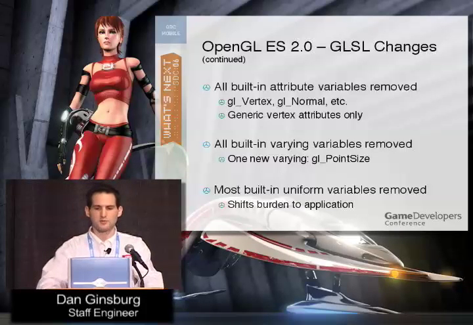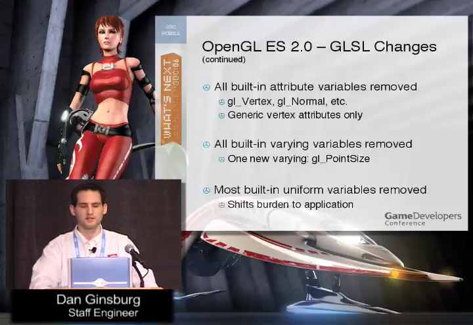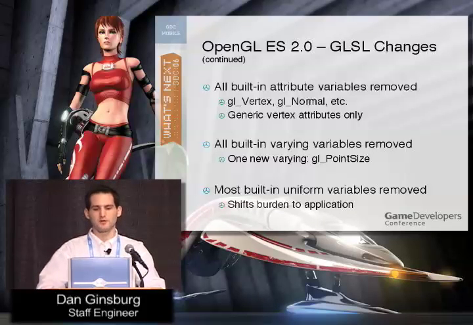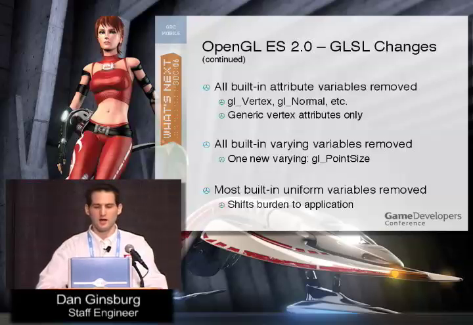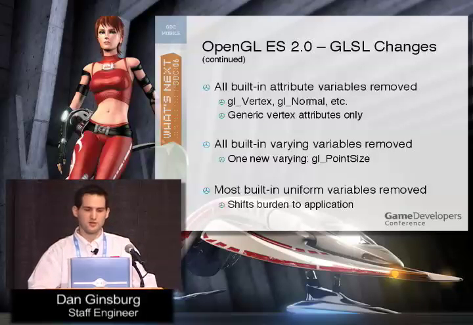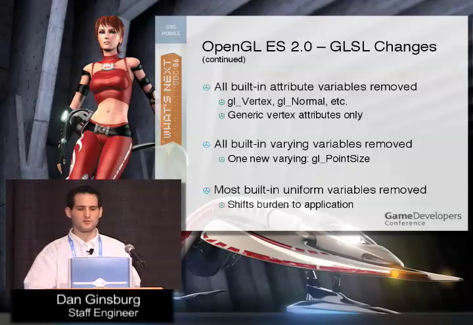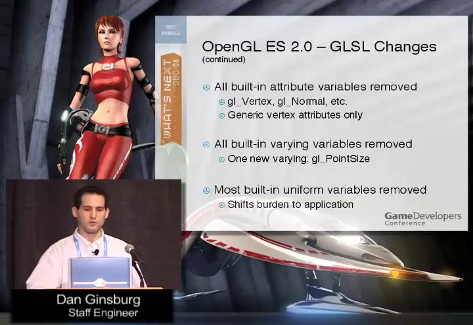All of the built-in attribute variables that existed in desktop GLSL have been removed. So for example, you had GL_Vertex, GL_normal, which were semantically bound to the Vertex pointer, the normal pointer. Well, in ES, there's no semantic bindings. Everything is simply a generic Vertex attribute. You can send in whatever data you want as Vertex attributes and use them however you want.